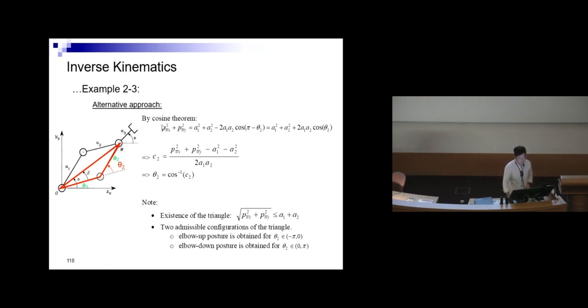So this is the cosine theorem. The cosine theorem, this particular point here, PWX square plus PWY square is equal to A1 square plus A2 square minus 2 A1 A2 cosine of pi minus theta 2. If you sum it up together, cosine of pi minus theta 2 is actually your cosine theta 2. So from there, you also can determine your theta 2.